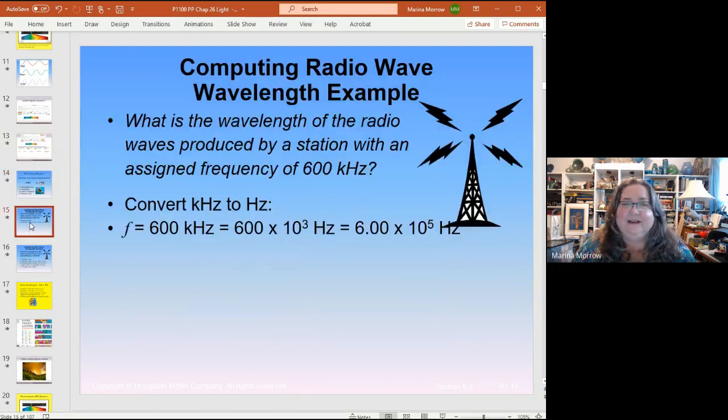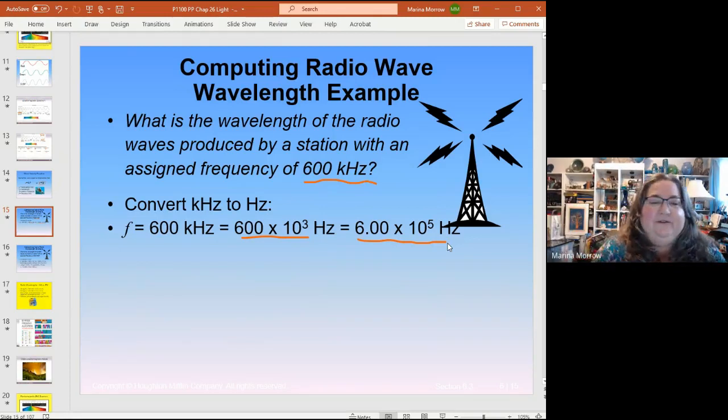So let's do an example. What's the wavelength of a radio wave that's produced by a radio station with a frequency of 600 kilohertz? Now, 600 kilohertz is 600 times 10 to the third hertz. So that's 6 times 10 to the fifth hertz. And it's nice to put it in scientific notation because we're going to use that equation, since velocity is wavelength times frequency. Then we're going to find the wavelength by taking velocity and putting it over frequency.